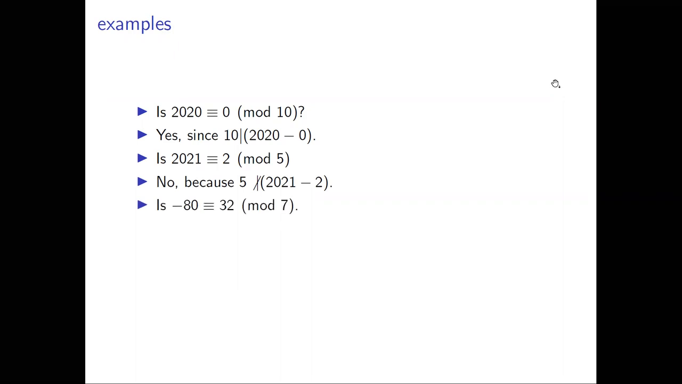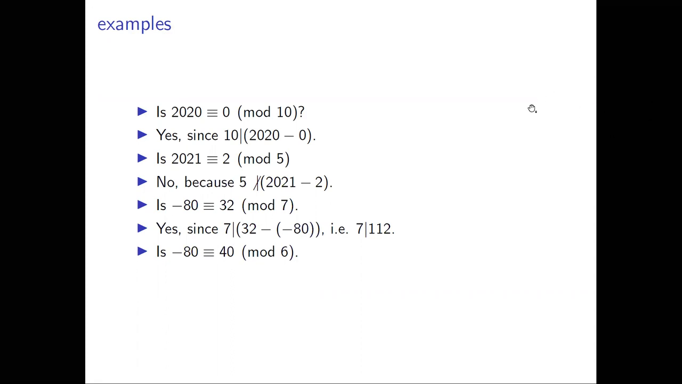We can also ask, is negative 80 congruent to 32 mod 7? To test this, we can see, does 7 divide the difference of those two? Does 7 divide 32 minus negative 80? And 7 does divide it because the difference is 112, and that is 16 times 7. We can also ask, is minus 80 congruent to 40 mod 6? And the answer is yes here. Minus 80 mod 6 equals 4. 40 mod 6 also equals 4, so they are equal mod 6. Another way to see that is that 40 minus negative 80 equals 120, and that's divisible by 6. So either way, we got yes.